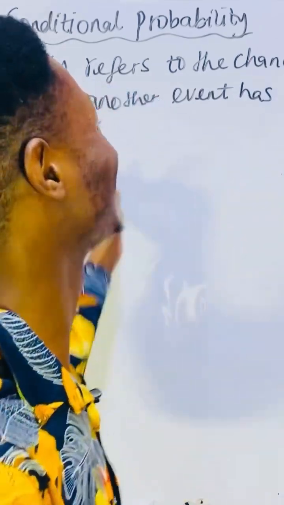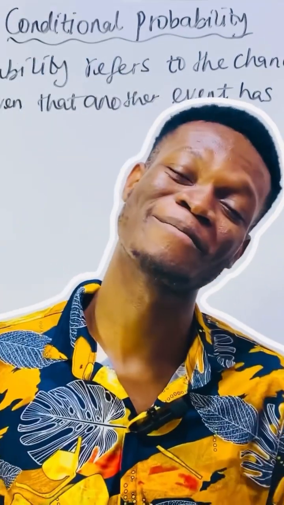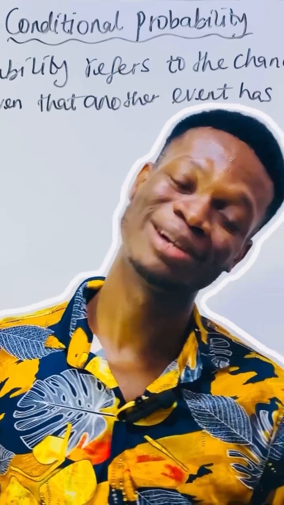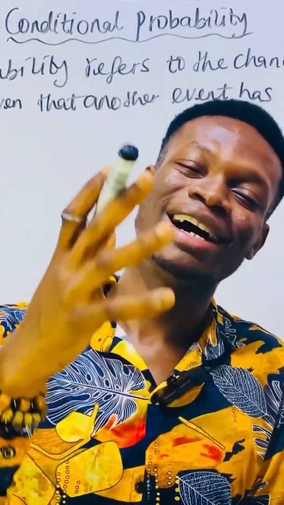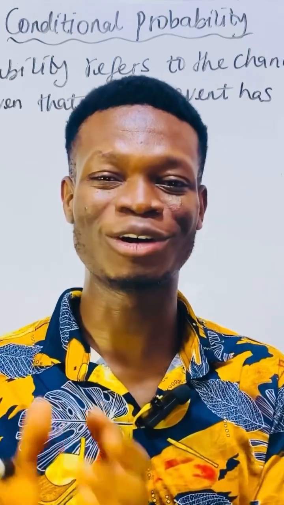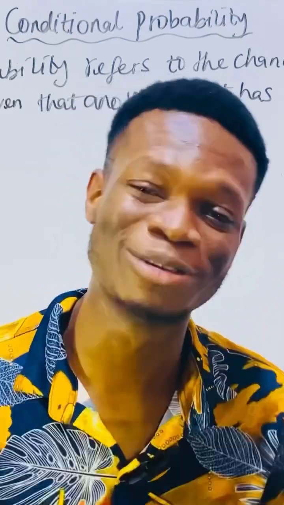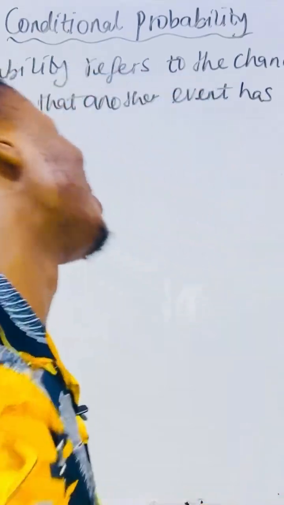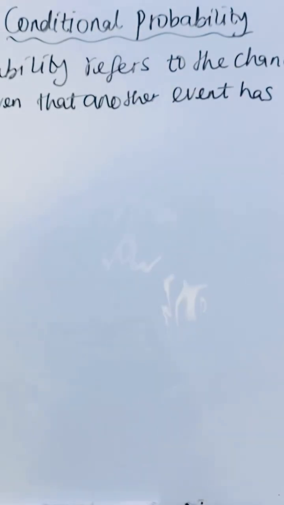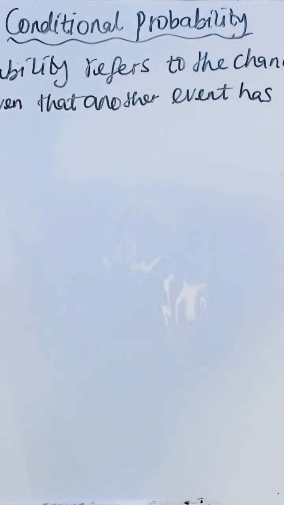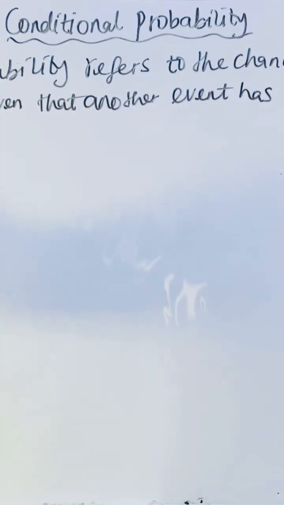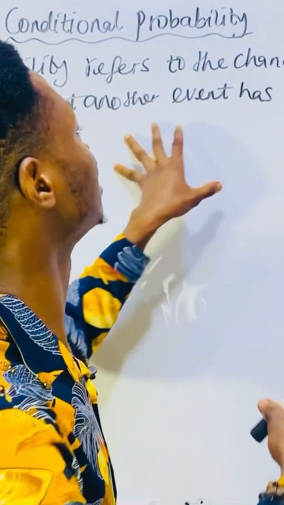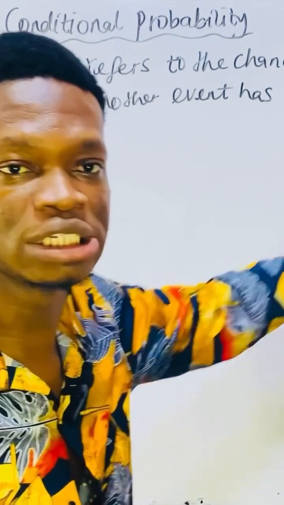Let's talk about this conditional probability first. What is conditional probability? It's just trying to tell us about the chances of an event occurring, given that another event has occurred. Let's read from the board: conditional probability refers to the chances that some outcome occurs, given that another event has already occurred.